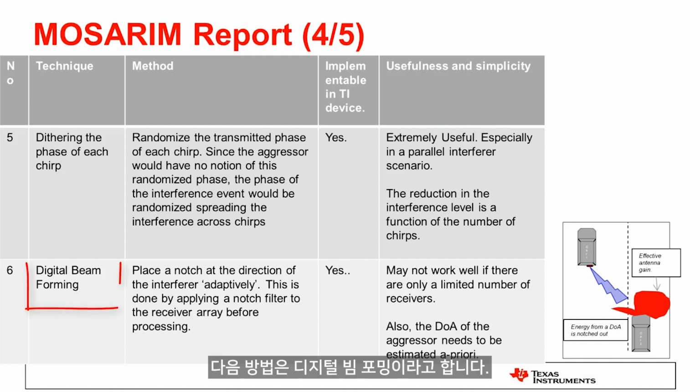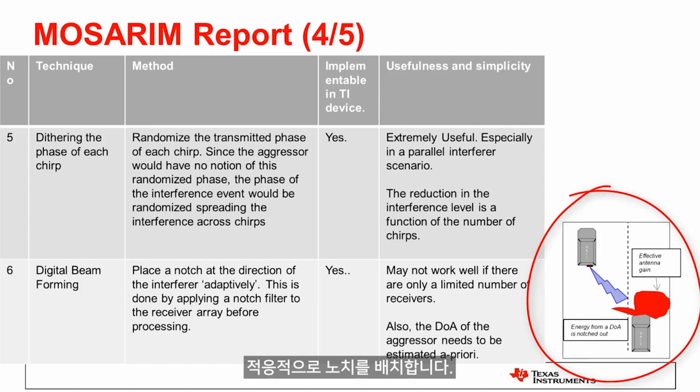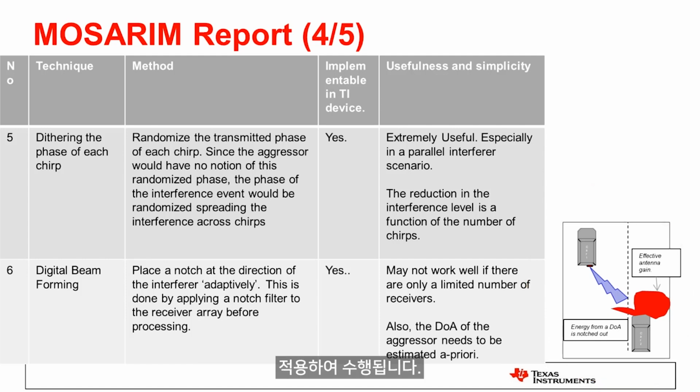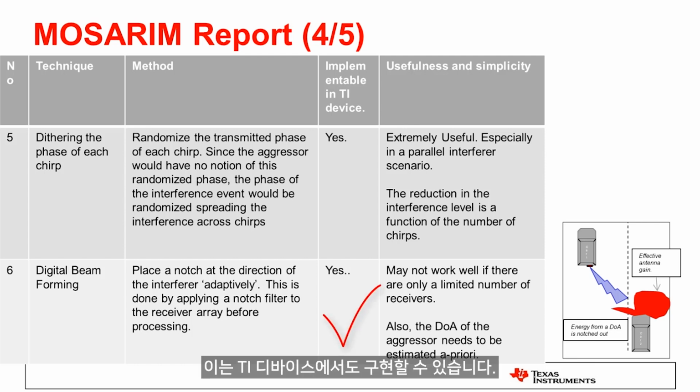The next method is called digital beamforming. In this method, we place a notch at the direction of the interferer adaptively. This is done by applying a notch filter to the receiver array before processing. The notch filter is applied in the antenna dimension. This is also implementable in TI devices. However, we believe that it may not work well if there are only a limited number of receivers, like 4 or 8. Also, the direction of arrival of the aggressor needs to be estimated a priori.